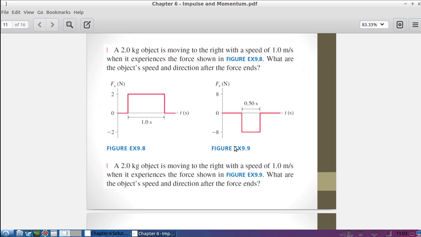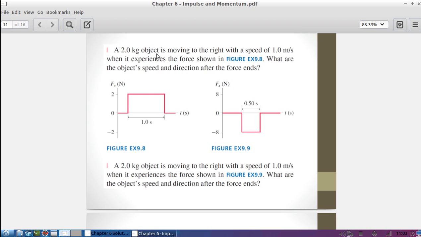So I've got two examples of an object that's experiencing an impulse, right? It's experiencing an impulse because I'm given a time duration and a magnitude of a force in both of these cases. So in example 9.8, this is the graph. Example 9.9, this is the graph. Right, they're both experiencing forces.